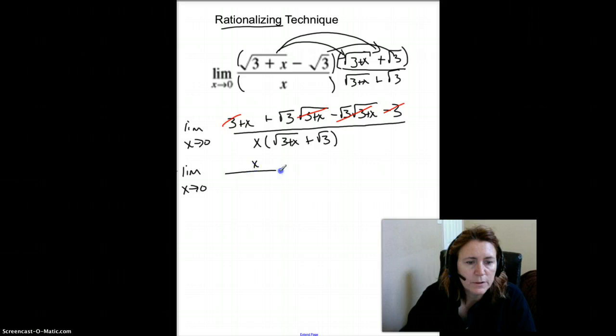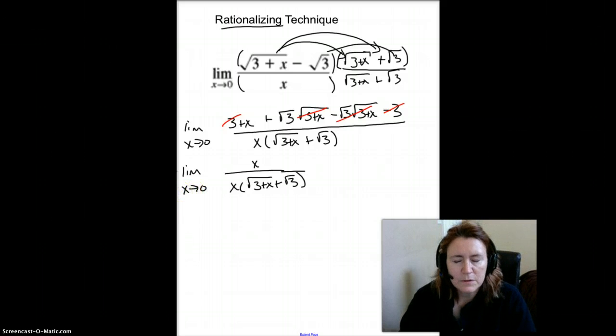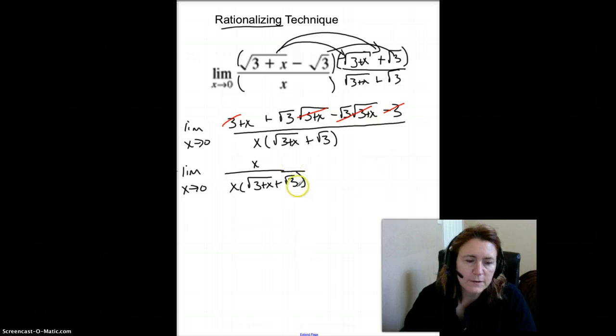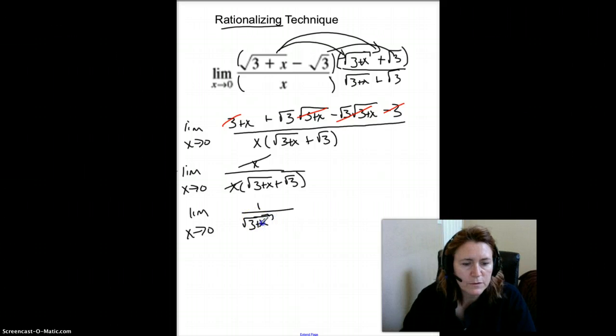I'm left with x in the numerator, x times the square root of 3 plus x plus the square root of 3. All right, you want to keep carrying this down because this is the problem you're doing. And you don't want to start doing sloppy math and making statements that aren't true. Okay, let's see. Oh goodness, this is going to go away. So now I'm left with the limit as x goes to 0 of 1 divided by the square root of 3 plus x, plus the square root of 3. Be careful with your radicals here, that you're being clean.